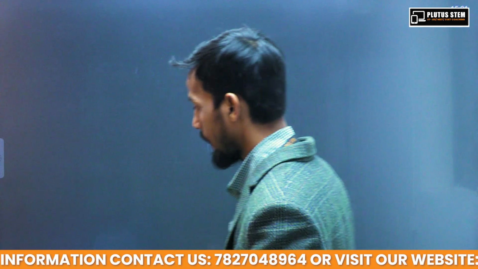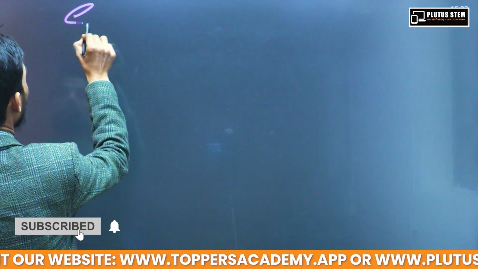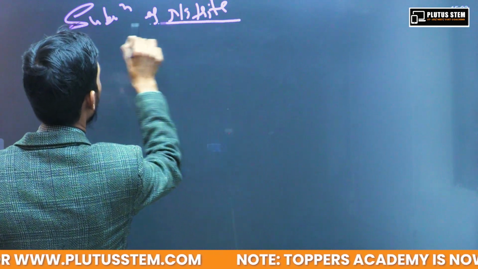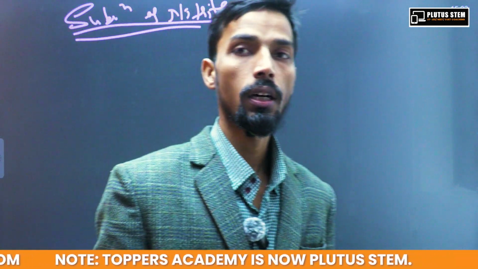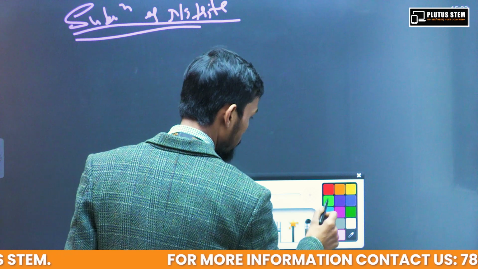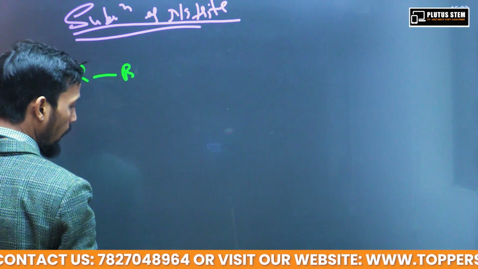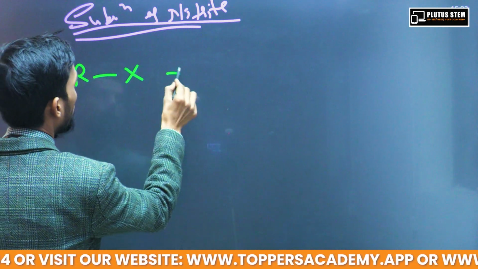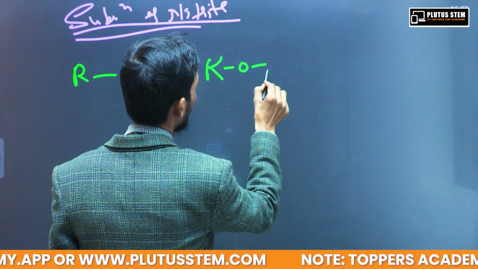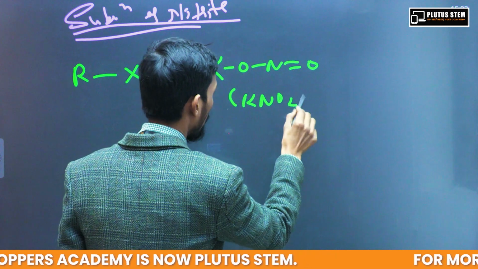So now again one more thing, now we will be seeing the addition of nitrite, or you can say substitution of nitrite. So in the case of this substitution of nitrite, what we are going to visualize over here is RX plus KO–N double bond O, or simply you can write it as KNO2.